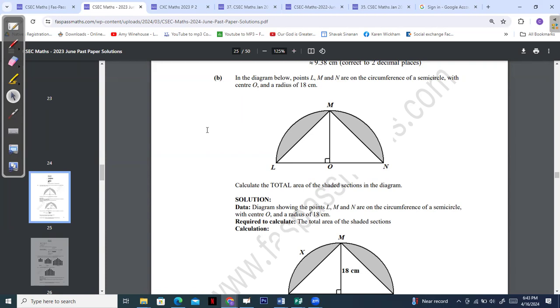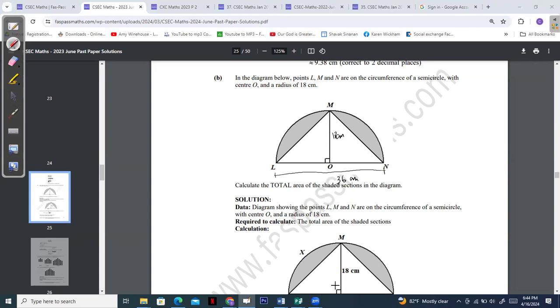So let's go. In the diagram below, points L, M, N are on the circumference of a semicircle, which we already see and identify because LN would be the diameter. Agreed? ON and OL would be our radius. They say that the radius is 18 centimeters. So what you should do, grab your pencil, put 18 here. Well, first of all, this is what I would do. I know that this line is the diameter. So I know from here to here, I would take my pencil and draw across and put 36 here. And then I would use this line because this is also a radius, right? And put 18 here. Everybody see what I just did?